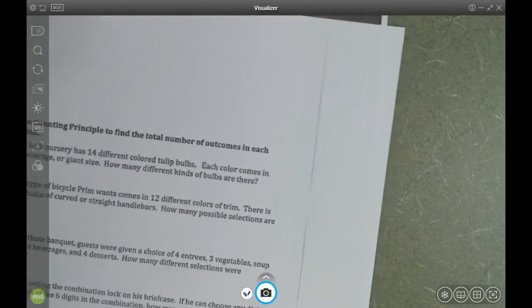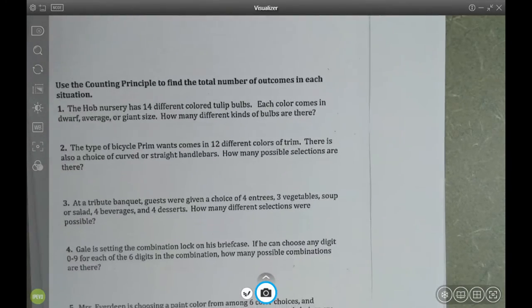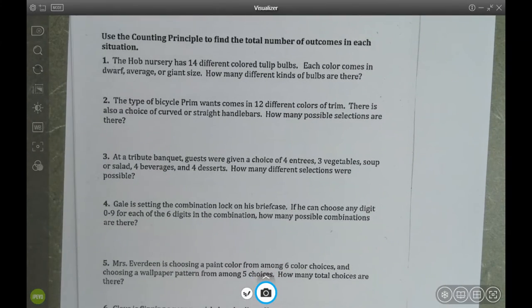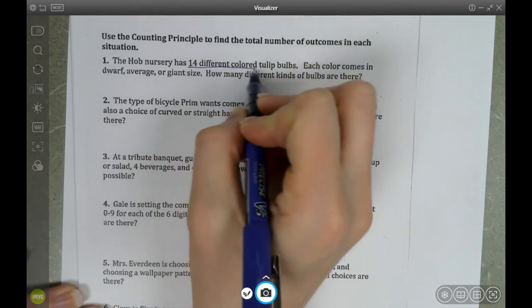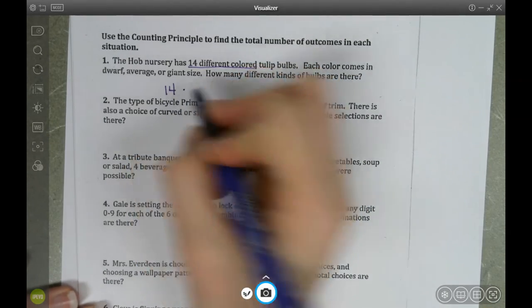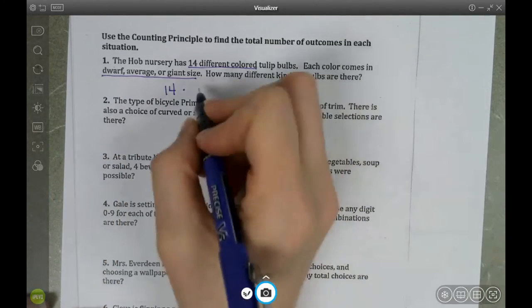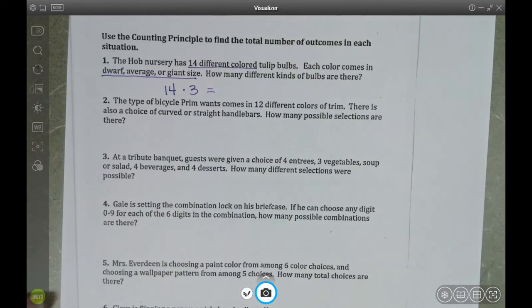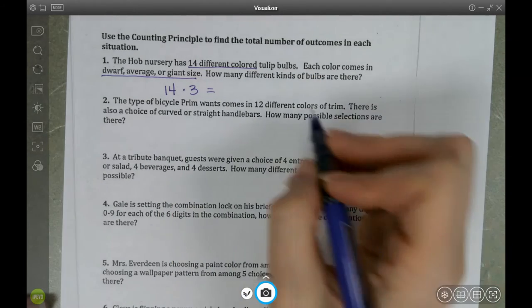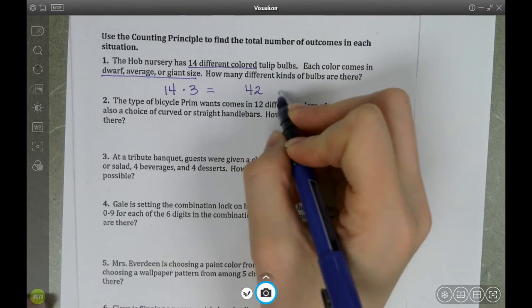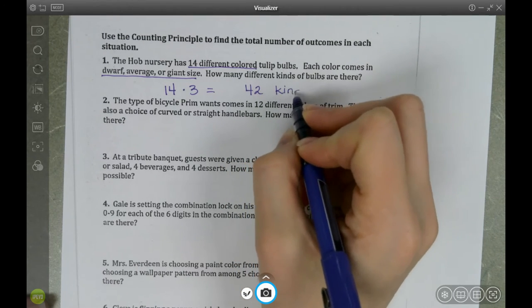So it says use the counting principle to find the total number of outcomes in each situation. So the Hobb nursery has 14 different colored tulip bulbs. Each color comes in dwarf, average, or giant size. How many different kinds of bulbs are there? Okay, well there's 14 different colors times how many sizes? 3. 14 times 3 is 42 different kinds.